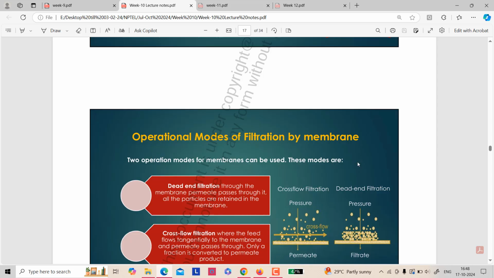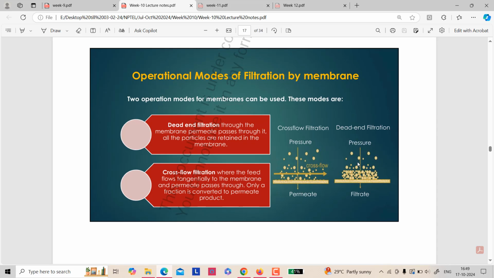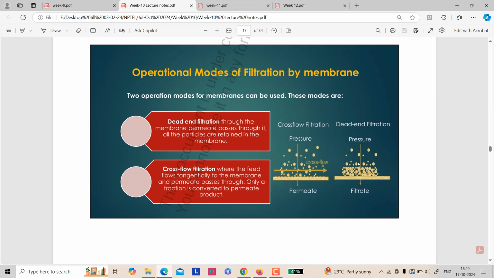In dead end filtration, through the membrane the permeate passes through it. All the particles are retained in the membrane. And in cross flow filtration, the feed flows tangentially to the membrane and permeate passes through, only a fraction is converted to permeate product.